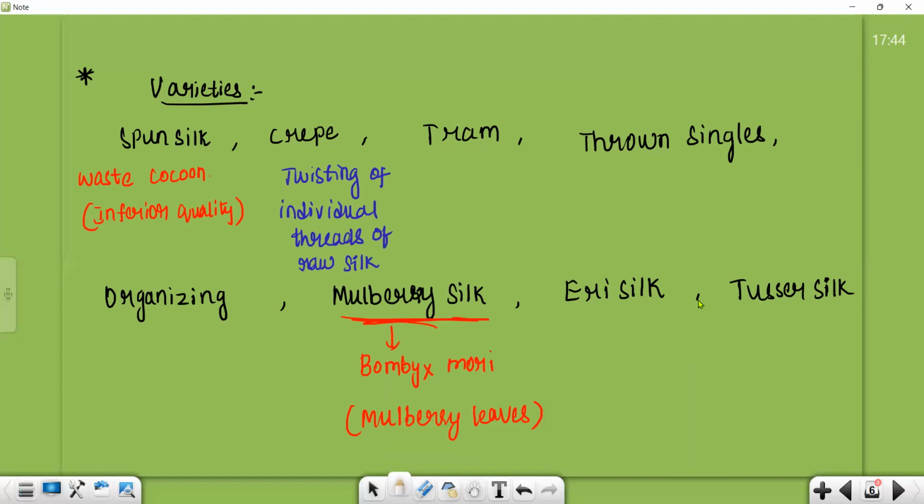Then coming to the tram, it is also a type of silk which is made by twisting two or more silk threads in one direction. Then thrown singles, it is also a type of silk in which individual threads are twisted only in one direction.